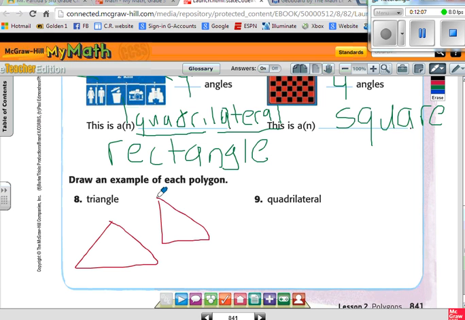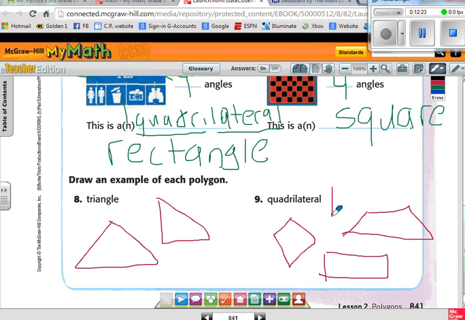Yes. Okay. And a quadrilateral, square. I can make a square. What else can I make? A rectangle. I can make one like this. I can make one like this. Or I can make a perfect square. Any shape like that, but it has to have how many sides though? Four. And three. How many sides for number 9? Four. And for number 8, it has to have how many? Three.